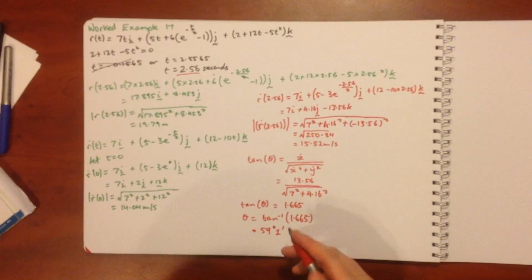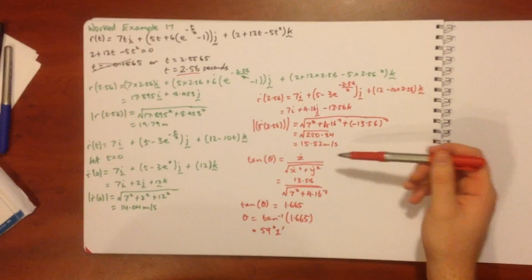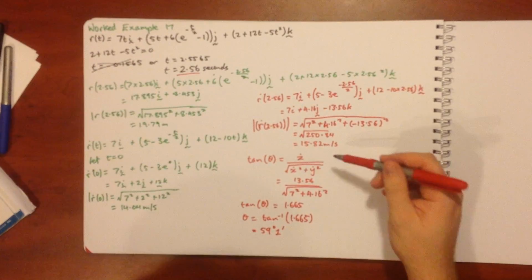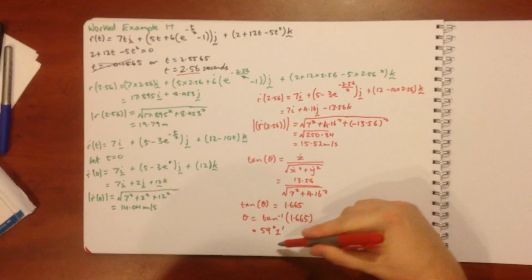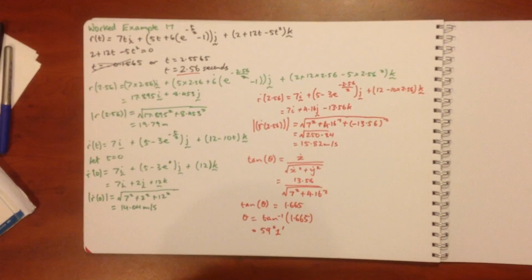So we can say that our speed is 15.82 metres per second, and it hits the ground at an angle of 59 degrees 1 minute, sorry. So that's the last worked example. A couple of these have been a little bit trickier, but generally speaking, the process isn't too bad. We've been working with our vectors quite a fair bit, so this is really just an application of that work. So hopefully you'll be able to get through these questions without too much trouble.